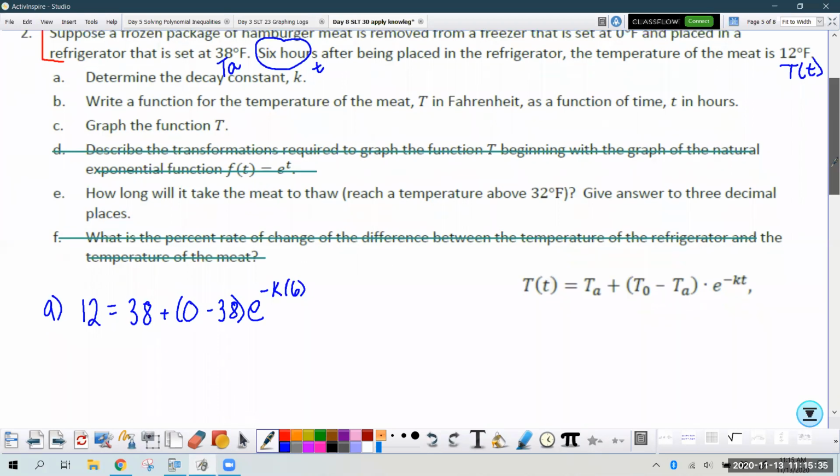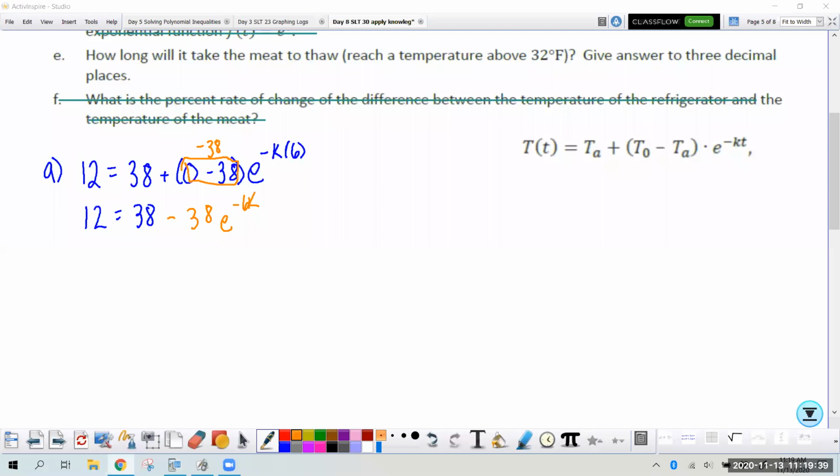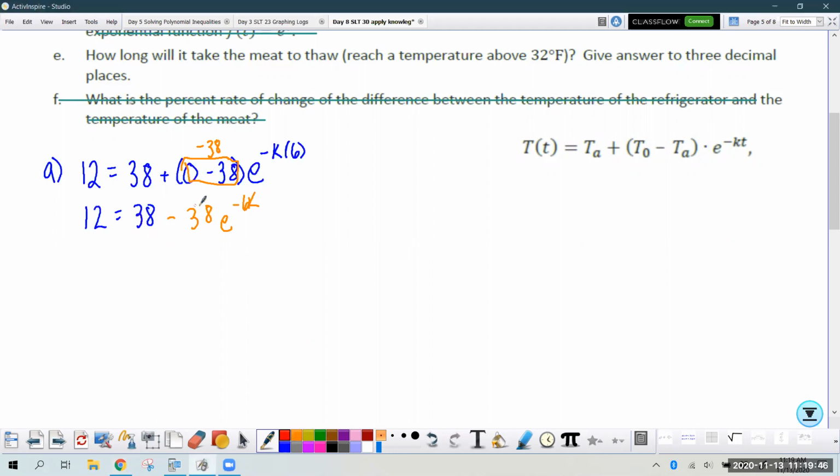Okay, so now let's start solving for k. So this will be negative 38. Like if I condense this portion, it's negative 38. So instead of writing plus a negative, I'm going to go minus 38 e to the negative 6k. So then to start solving, I'm going to subtract this 38 to the left. You cannot combine these because this 38 is multiplied by the e. So we're going to subtract 38.